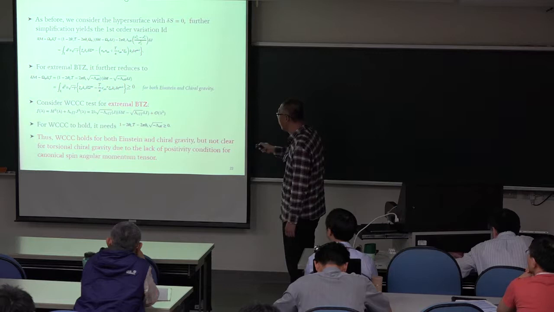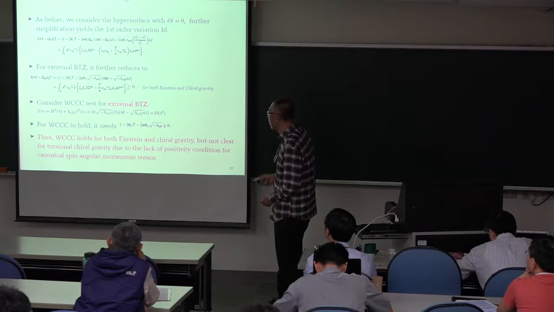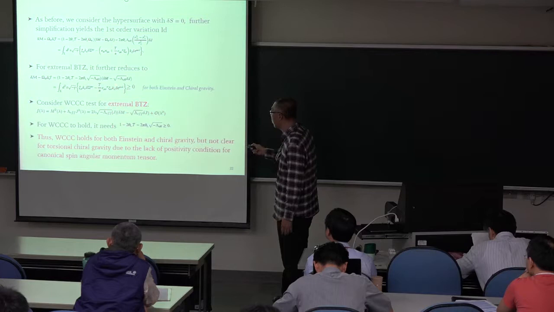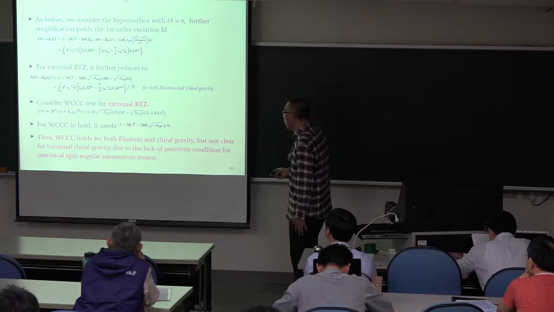But there is a subtlety here. If we have torsion, besides the energy momentum, we also have spin angular momentum. We can impose the positivity condition for the stress tensor, but we are not so sure whether we can impose the positivity condition for the spin angular momentum tensor. This only happens in first order gravity, so in this case there is a subtlety.